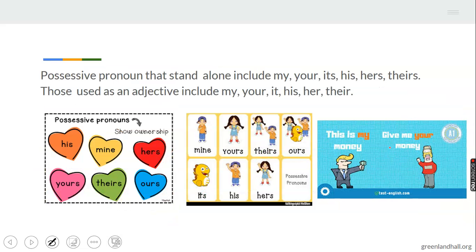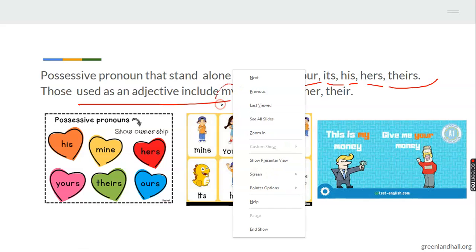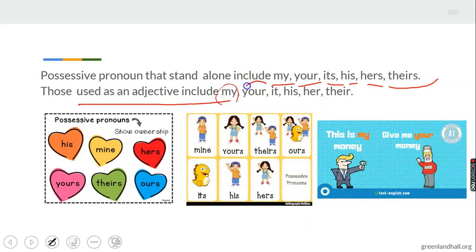So possessive pronouns that stand alone include the ones here: mine, yours, his, hers, theirs. These ones are used as adjectives: my, your, his, her, their, like we have them here.